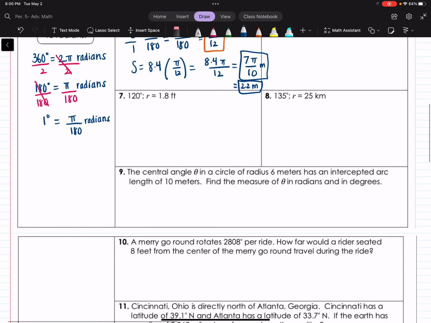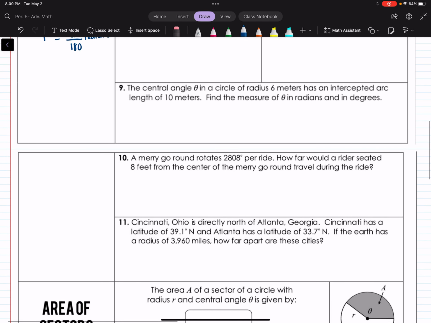Okay, let's go ahead and, I don't know if I need to do one of these word problems with you all. I might need to. I guess I can do like number 10. So in number 10, we have a merry-go-round that rotates 2,808 degrees per ride. It says how far would a rider seated 8 feet from the center of the merry-go-round travel during the ride?